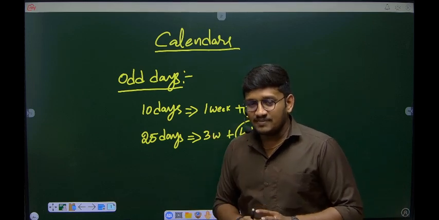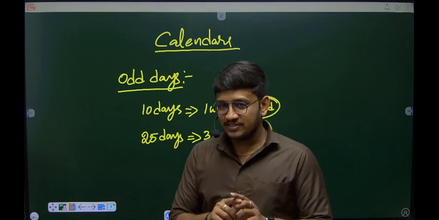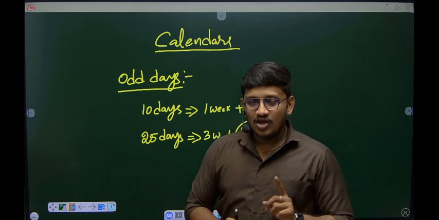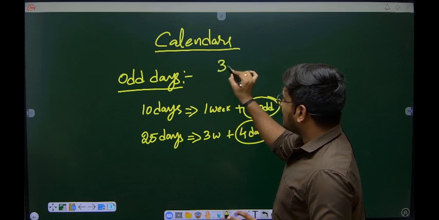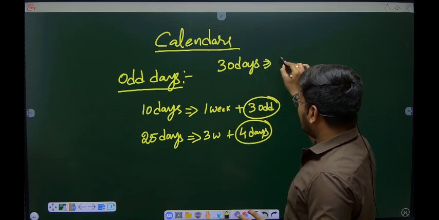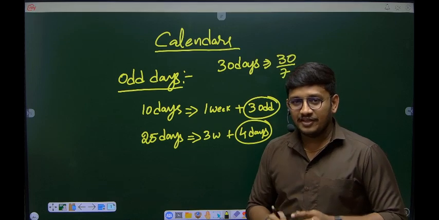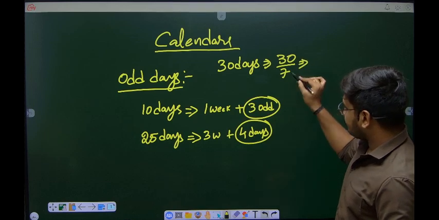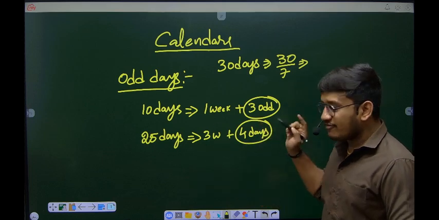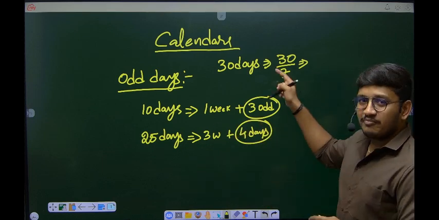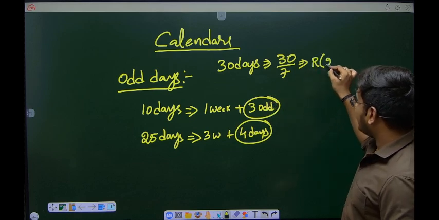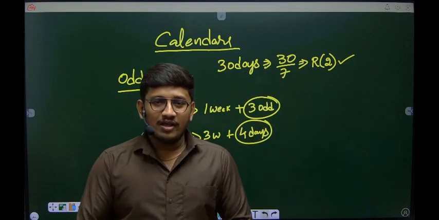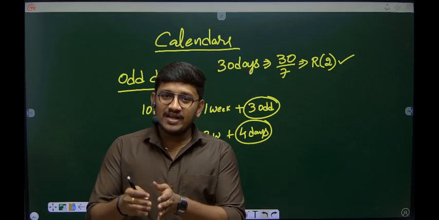Now there are two ways of understanding what is meant by odd days. Point number 1: after forming complete weeks, whatever days are left out are called odd days. Or else, if I have 30 days, how many odd days do we have? If I divide 30 by 7, whatever remainder we get is called odd days. You can write either point in your notes. Simply, when you divide a number by 7, the remainder is called odd days.